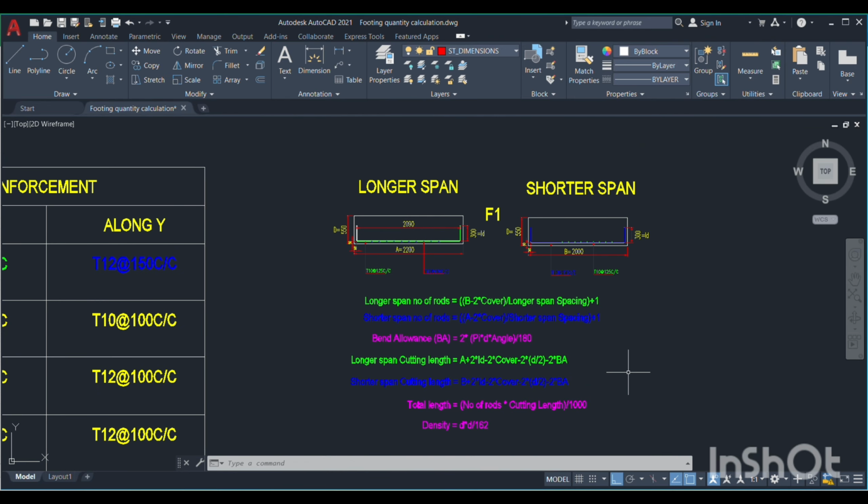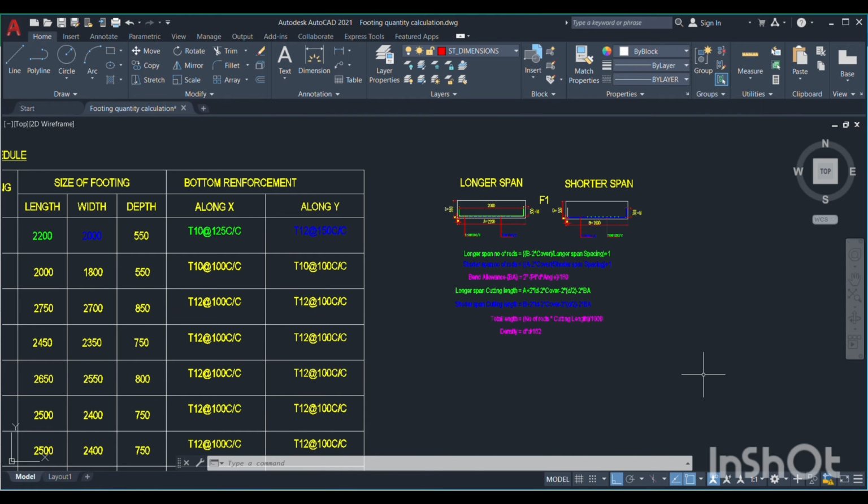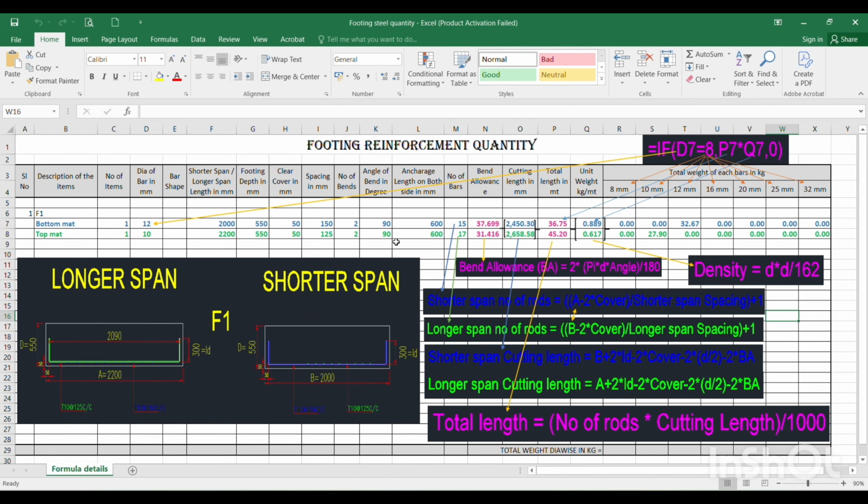All these formulas I have tabulated in the Excel sheet, that is shown over here. What are the inputs we need to enter over here, and what are the formulas to be entered in the respective cells, I have given in detail. So please study these formulas and Excel sheets. You will learn immediately to calculate the BBS for the footing reinforcement. Once again I will explain.